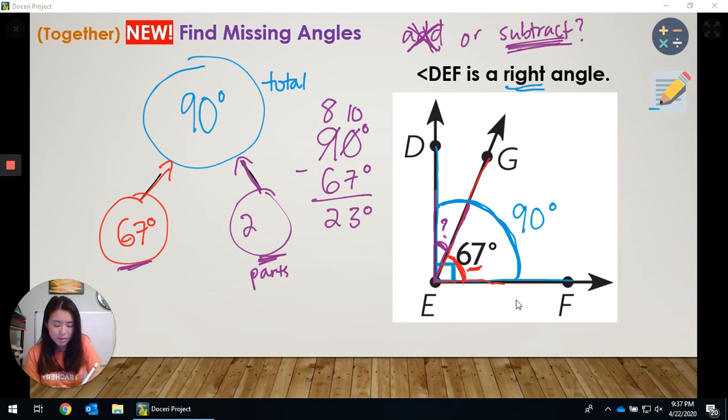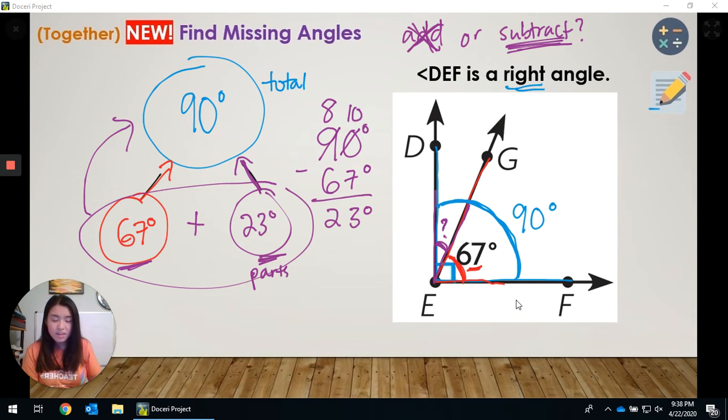So now I'm going to put that where the missing part was. 23 degrees. I know we just want to box this and call it a day, but we should always check our work. So now that we think that we know the answer, 23 degrees, we know that the two smaller parts should come together and make our total, which is 90 degrees. So let's check that. I'm going to do it on the right side here. 67 degrees plus the 23 degrees that we figured out. Let's see if it makes 90.